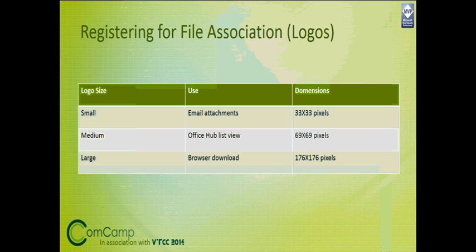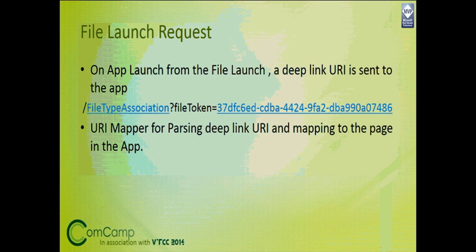But if you define one logo, for example small, then it is mandatory that you also define the logo for medium as well as large, or else you'll get errors while running the app. As we discussed before, by associating your app with the file extension, the phone sends out a request to open any files of the registered type to your app. It launches your app and then provides a deep URI which also contains the file token, which is a unique identifier or a GUID for retrieving the file from the storage.